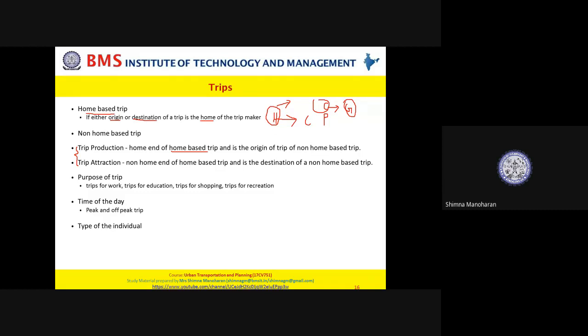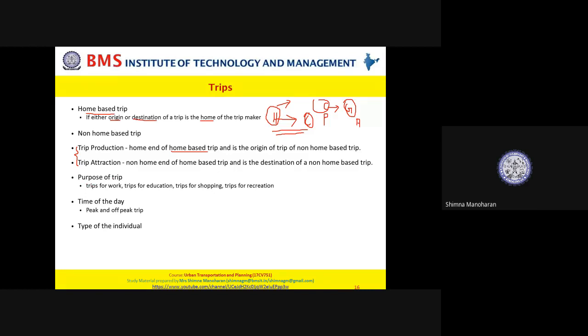Trip attraction is again the non-home end of a home-based trip. So here from home to college you're going. Home is the origin, so this is a home-based trip. Why is this a home-based trip? Because either the origin or the destination, one end of the trip, is the home. So here the non-home end is nothing but the trip attraction. Now let us take a non-home-based trip. That means from college to gym, the destination will be nothing but the trip attraction. Is this clear? Students used to get confused by this concept. So we will see some examples, then it will be much more clear.